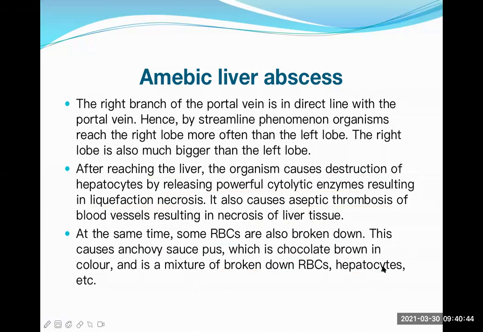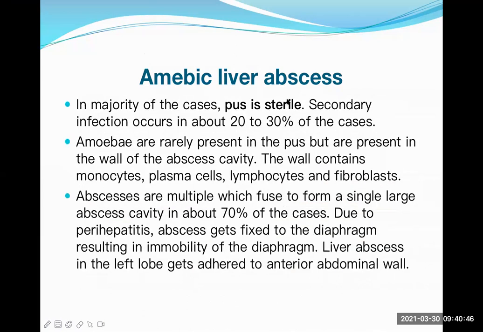Let's move on. Now, if we aspirate that pus and send it for microbiology culture, in the majority of cases the pus is sterile, meaning no microorganisms are grown. So this is a pure case of amebic liver abscess. But in some 20 to 30% of cases, secondary infection may occur there. What does that mean? It's a combination of amebic liver abscess and pyogenic liver abscess as well. But that is a bit rare, 20 to 30% only.